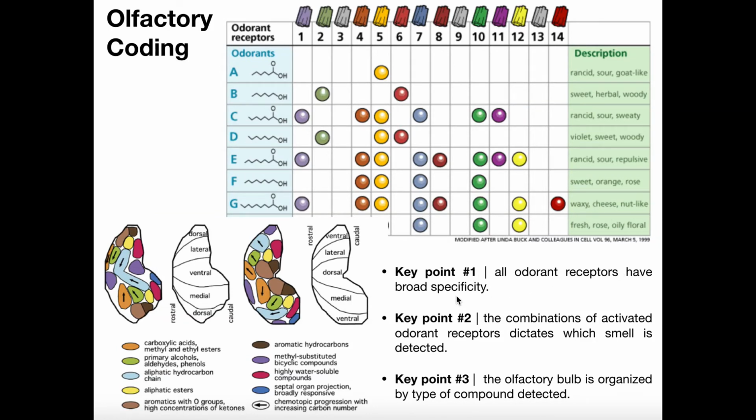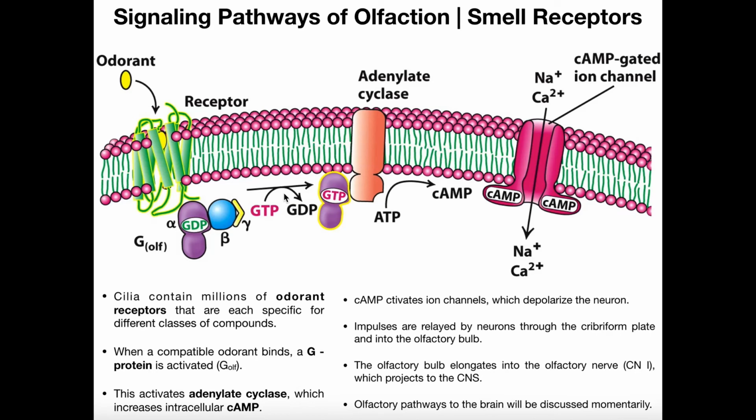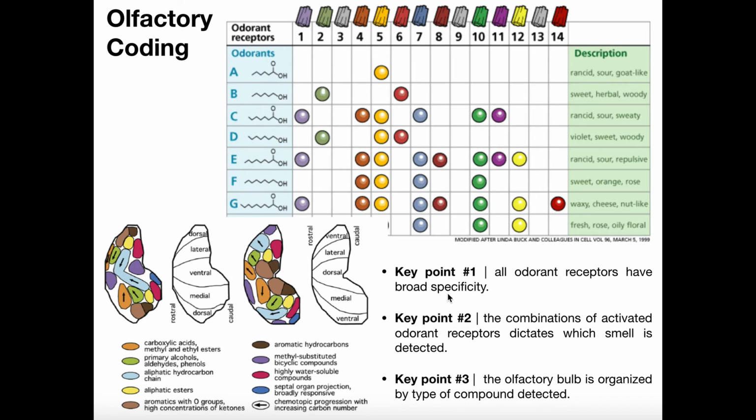And that's going to lead us to our first key point here. All odorant receptors have broad specificity. So what that means is we do not have a one odorant, one receptor situation. What we have instead is we have a finite number of receptors, and each receptor can bind many odorants. Okay, so these receptors have broad specificity. So for example, this is just an arbitrary number I'm throwing out, but maybe this receptor can bind thousands of different odorants, and it can bind them to different extents. But we don't have one odorant and one receptor for every odorant. Okay, each of these receptors has broad specificity.